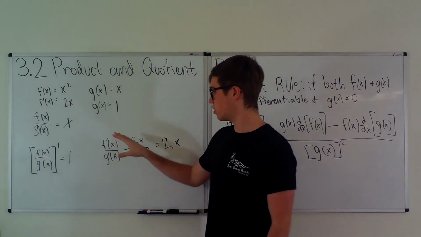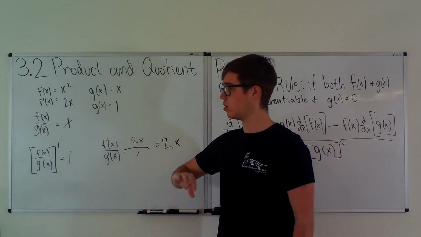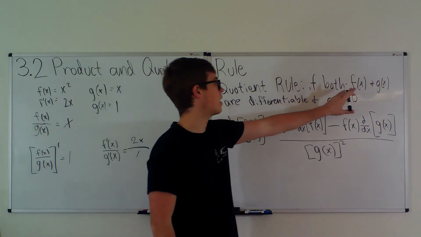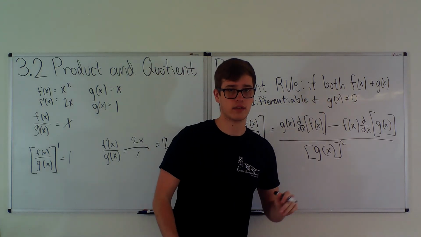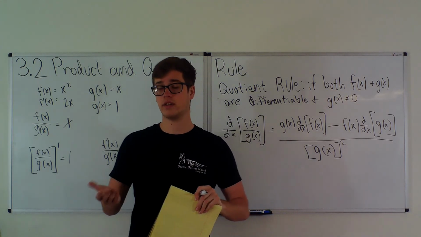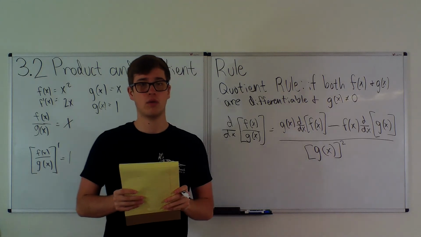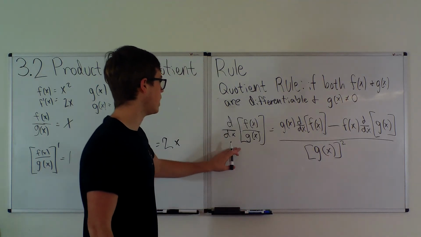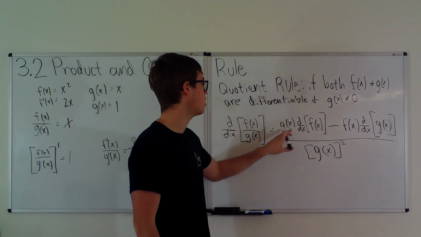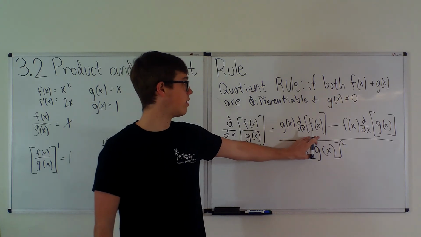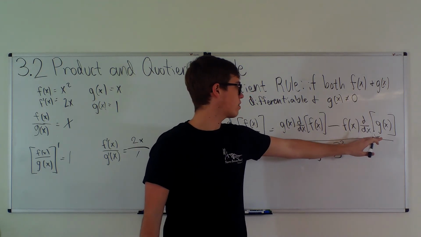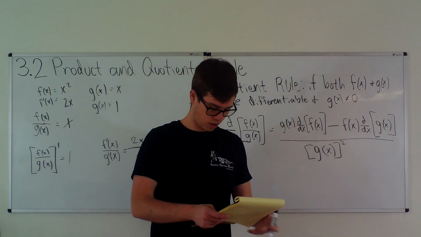So it shows you can't just do the derivatives for the two and just divide them. You can't do that. But that gives light to the quotient rule. If both f of x and g of x are differentiable and g of x isn't equal to 0, because you can't have things over 0, then we get this: the derivative of f of x over g of x is equal to g of x times the derivative of f of x minus f of x times the derivative of g of x, all over g of x squared.